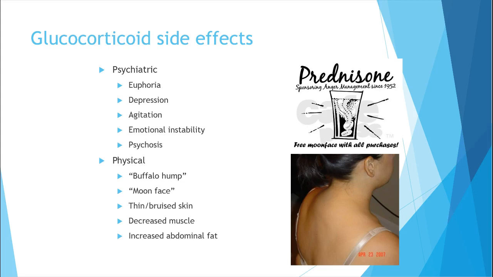All right, side effects, psychiatric side effects, physical side effects are all listed here. The thing to separate out a little bit is acute versus chronic. Acute glucocorticoid side effects are usually going to be more on the psychiatric side. So you could see this stuff acutely.